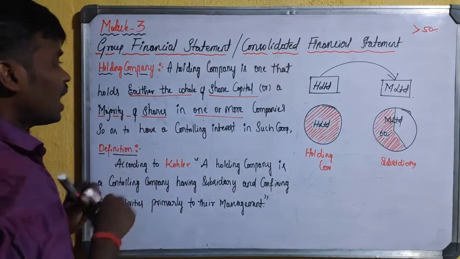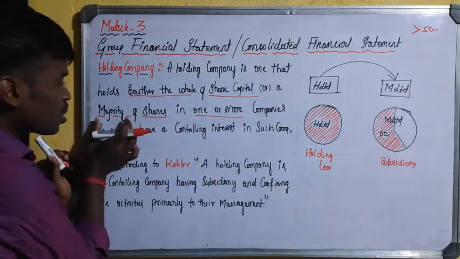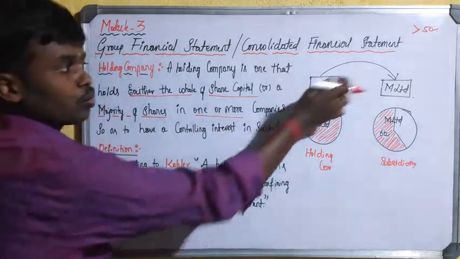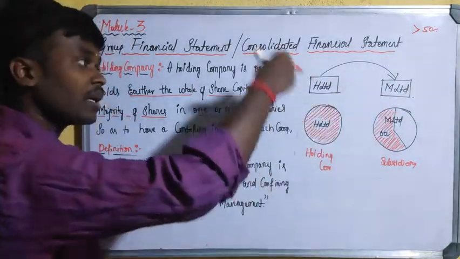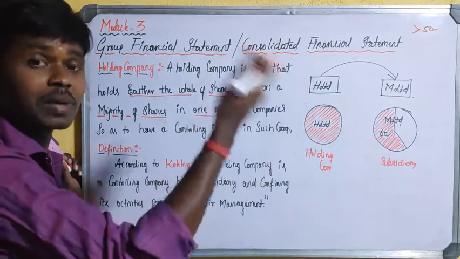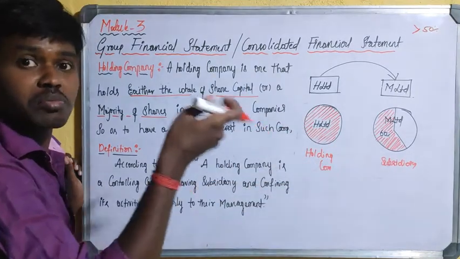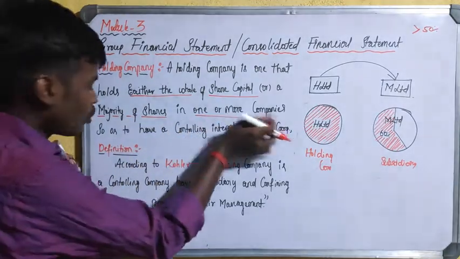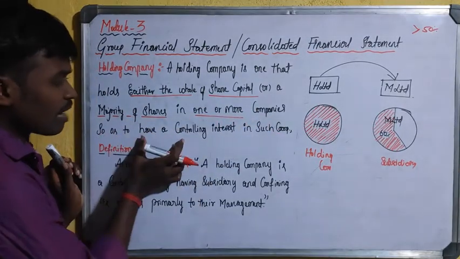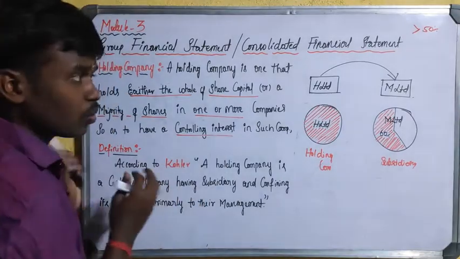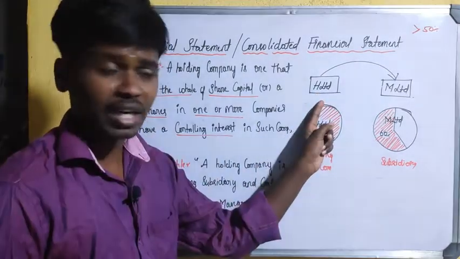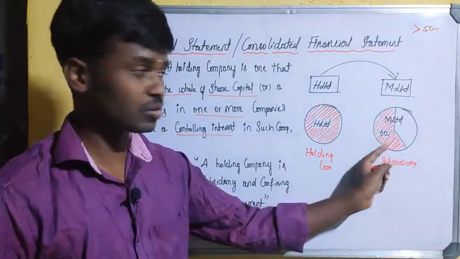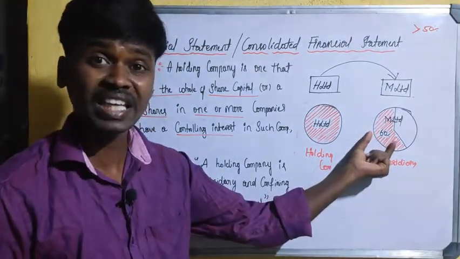Okay, see, either the whole of the share capital or a majority of share capital in one or more companies. So if you invest in this one company, you can also invest in other companies, that is, you can invest in multiple companies. Okay, see, majority of shares in one or more companies, so as to have a controlling interest. So H Limited has a controlling interest in M Limited, only if it holds 60%. So this 60% we call a controlling interest.